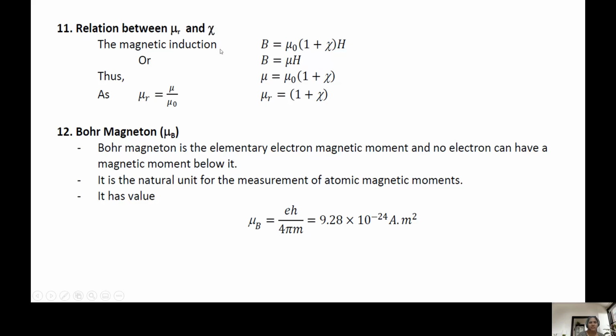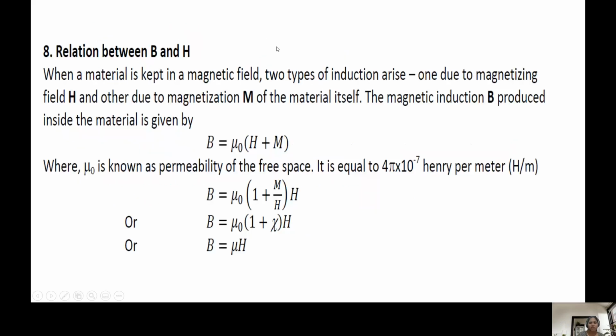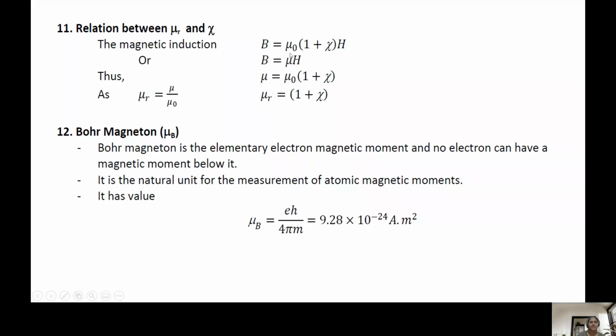In the same way, we can understand the relation between the relative permeability and the susceptibility. From the previous slide, I am taking B is equal to mu naught into 1 plus susceptibility into magnetic field strength H. I am also taking the final equation, B is equal to mu into H, and substituting mu is equal to mu naught into 1 plus susceptibility. Here, mu upon mu naught is taken to the left hand side, and we can write that ratio as the relative permeability, that is mu r is equal to 1 plus susceptibility psi. This is the relation between the susceptibility and the relative permeability.